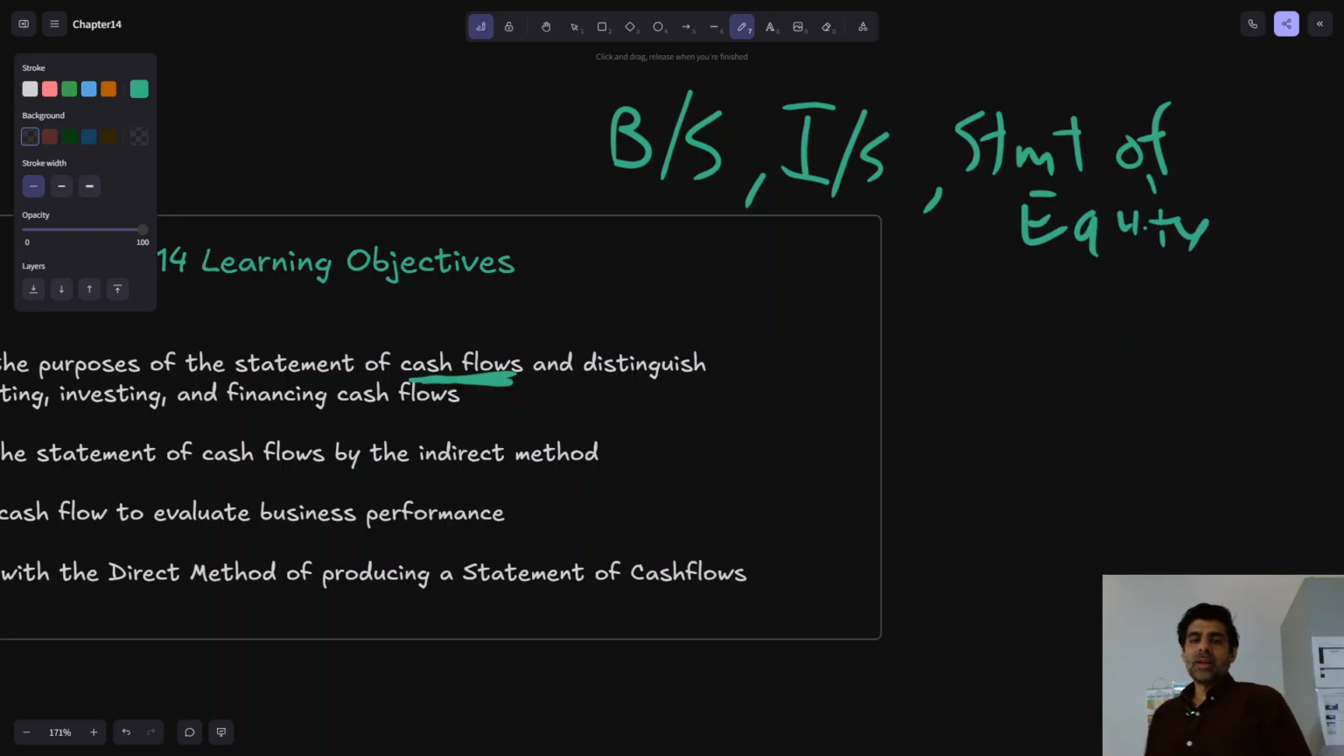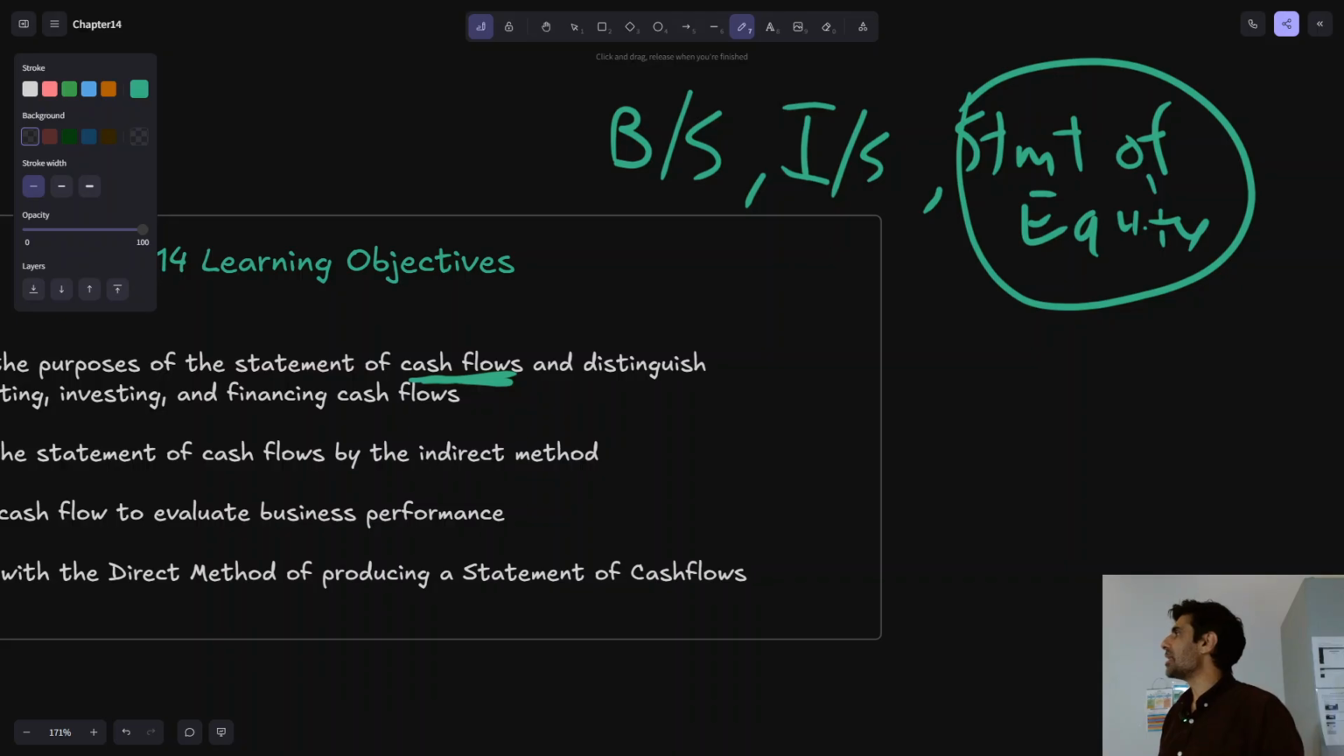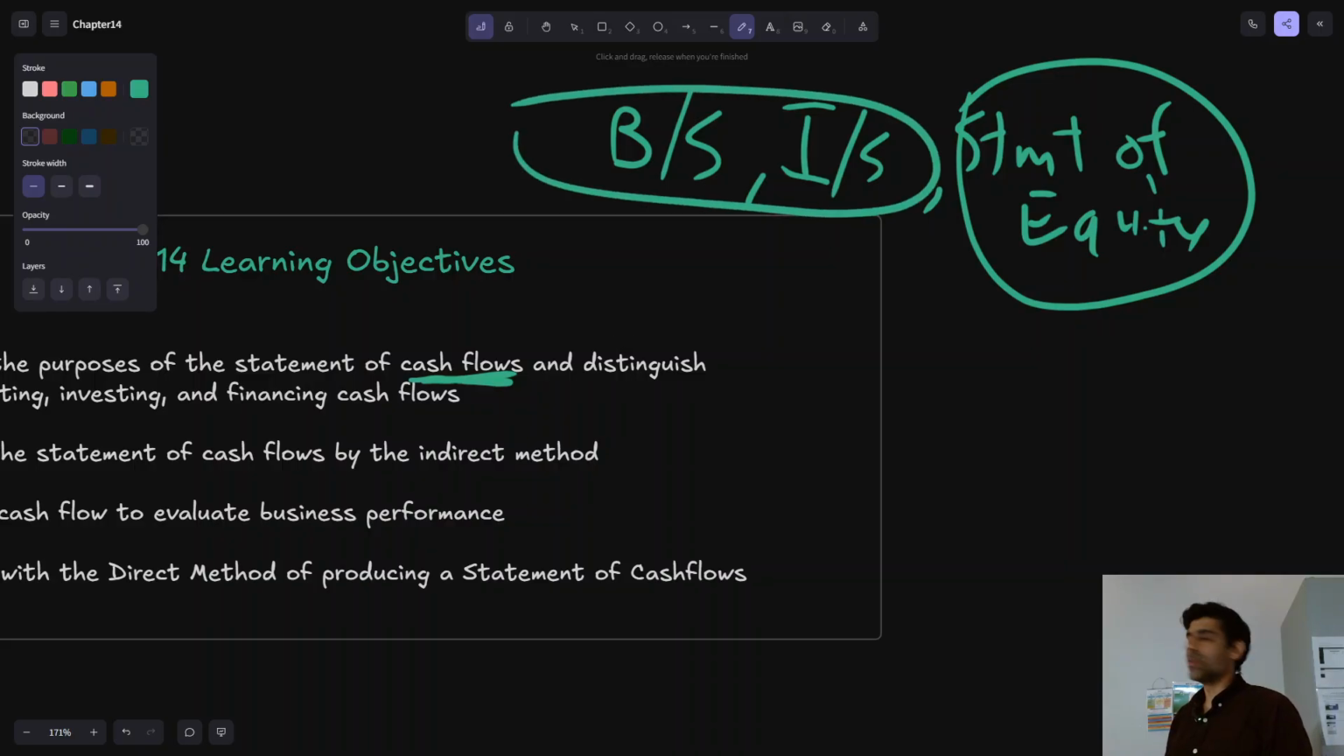Now, I would say this is the least scrutinized of the four in the real world. These two are one and two. The statement of cash flow is the third most important. If you're analyzing a business, those three are going to be the core ones that you care about.